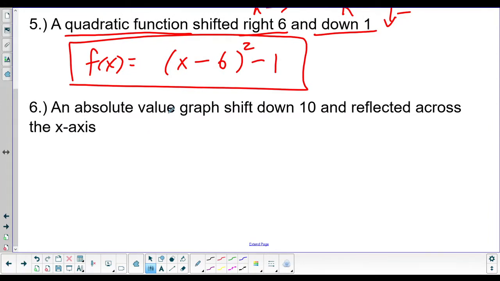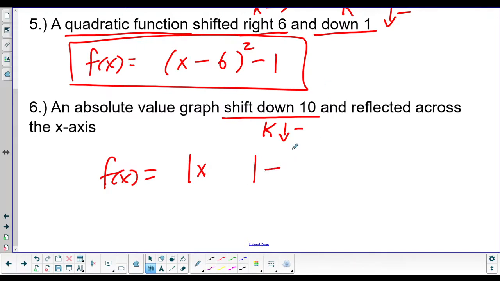Now, the absolute value graph. All right, so let's do f of x. Put our absolute value. Put an x on the inside. Shifted down 10. All right, they're trying to trick us here. They changed the order. This is k. K is up and down. Down is negative, so we're going to put minus 10 on the outside of the absolute values. And reflected across the x-axis. Again, this means reflected vertically or flipped upside down.